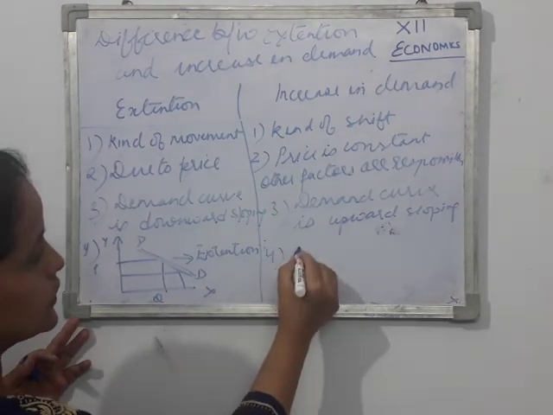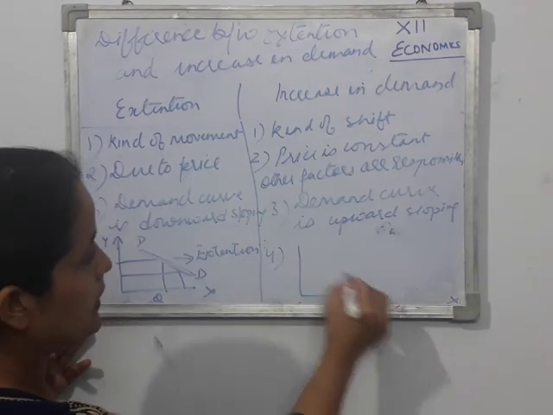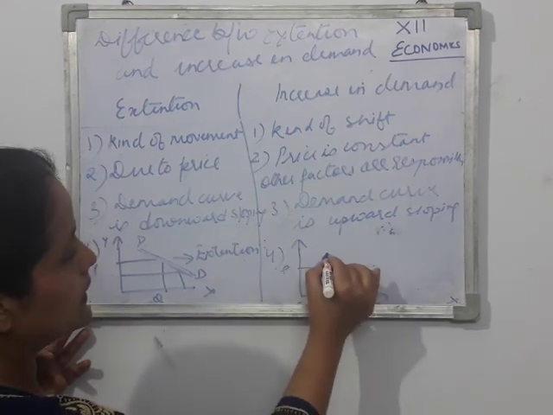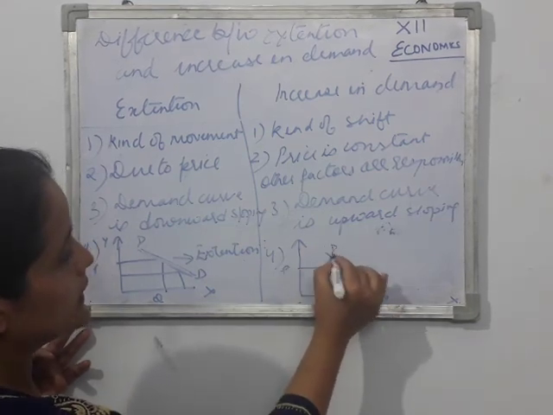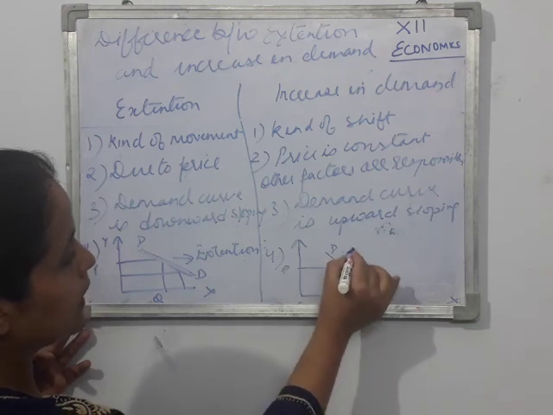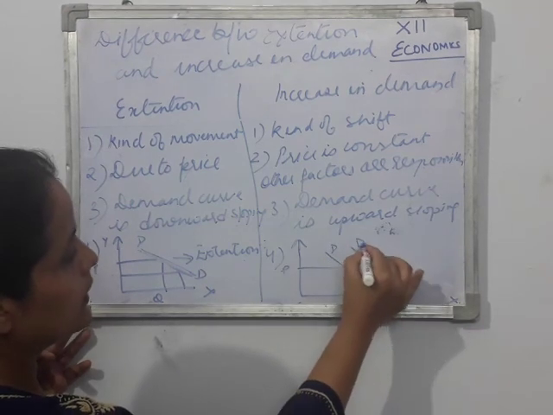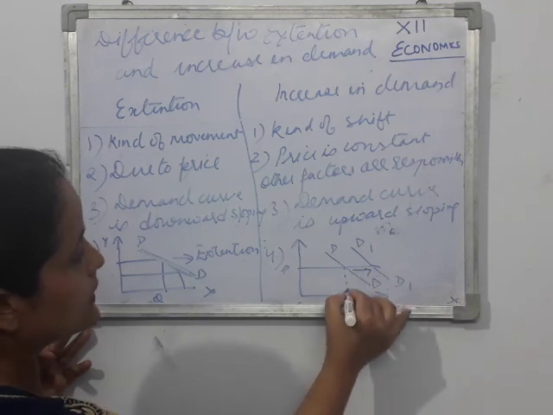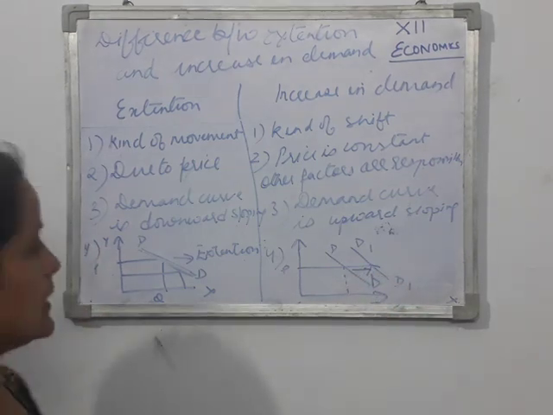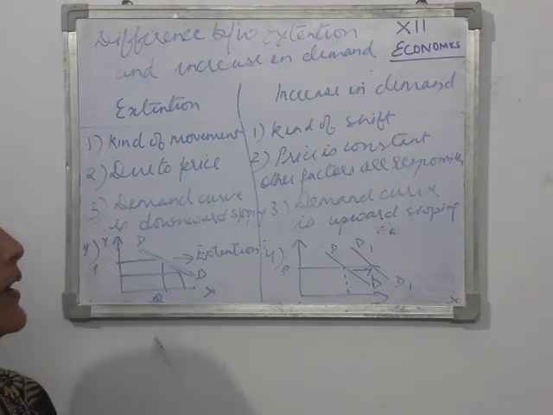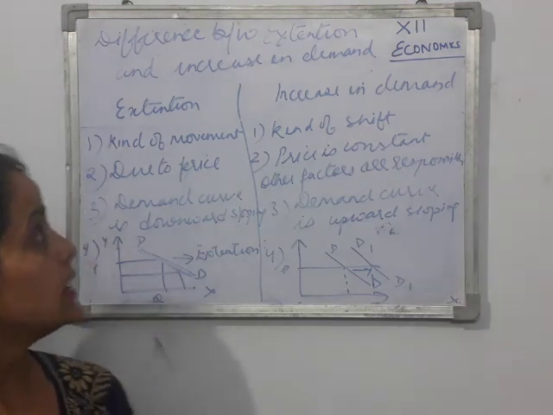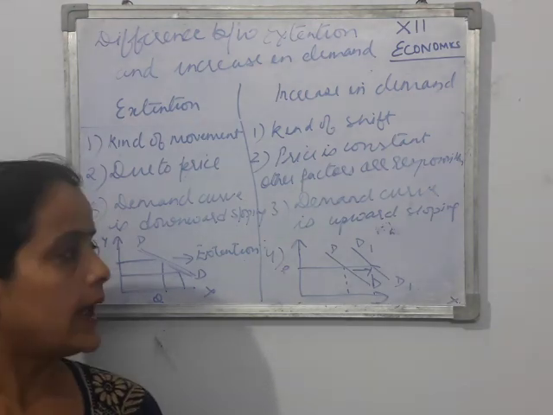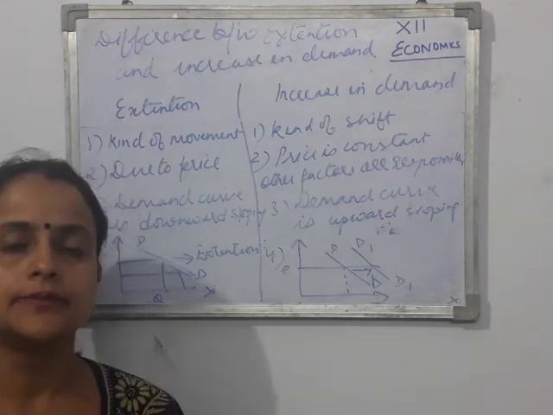And in this case, the fourth difference could be the diagram. Price is going to be constant, right? dd ये है. Increase in demand आप दिखा रहे हो तो आप दूसरा dd बनाएंगे. dd1 and this is an increase in demand. So the arrow is going to be like this. So it is the right word, shift. So class, this is the difference between extension and increase in demand, and this is enough for today, I believe.